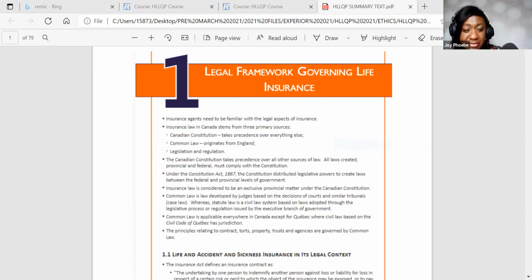The next section. Oh my God, this cough is bugging me. Let me take a water break. I'll be right back.